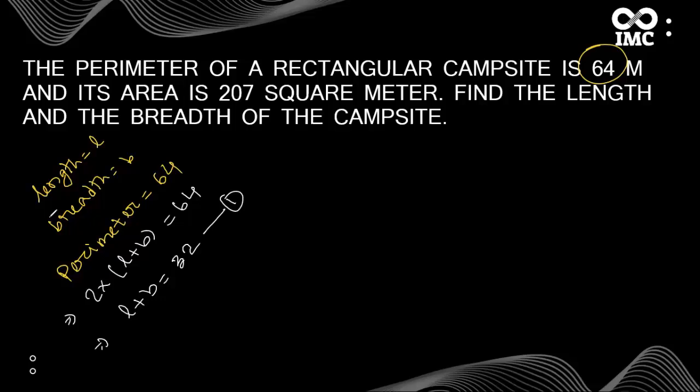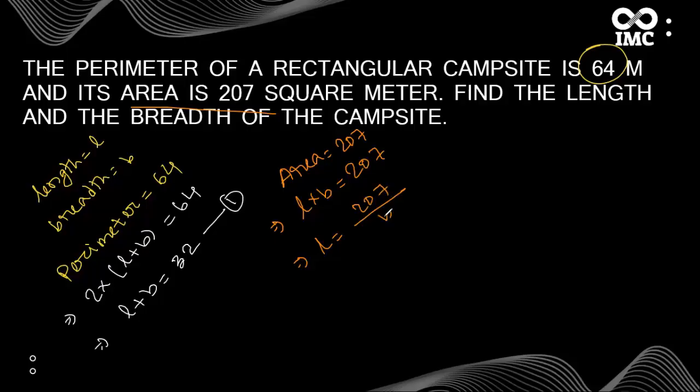And another information has been given, that is area is 207. So what is the area here? Length multiplied by breadth equal to 207. Now we can write length equal to 207 divided by breadth. So this is, suppose, equation number 2.